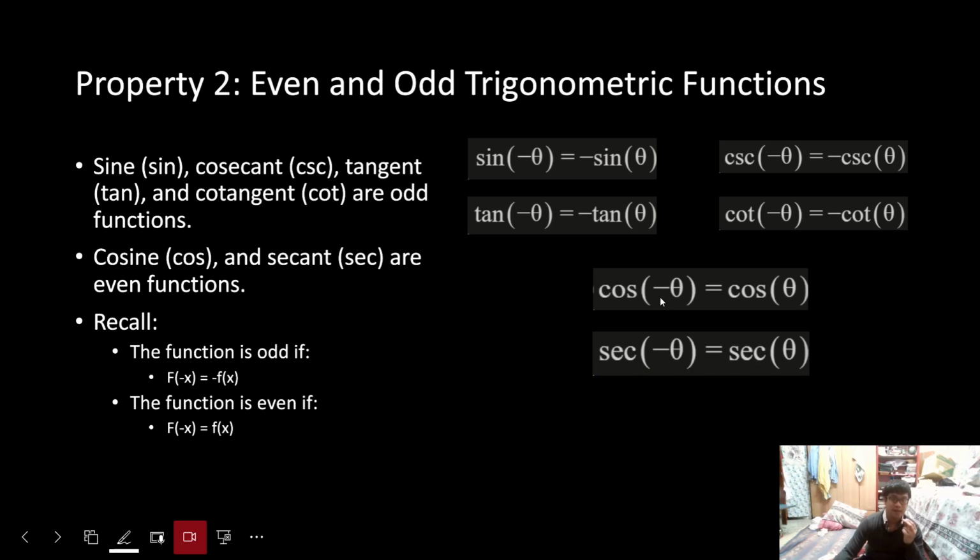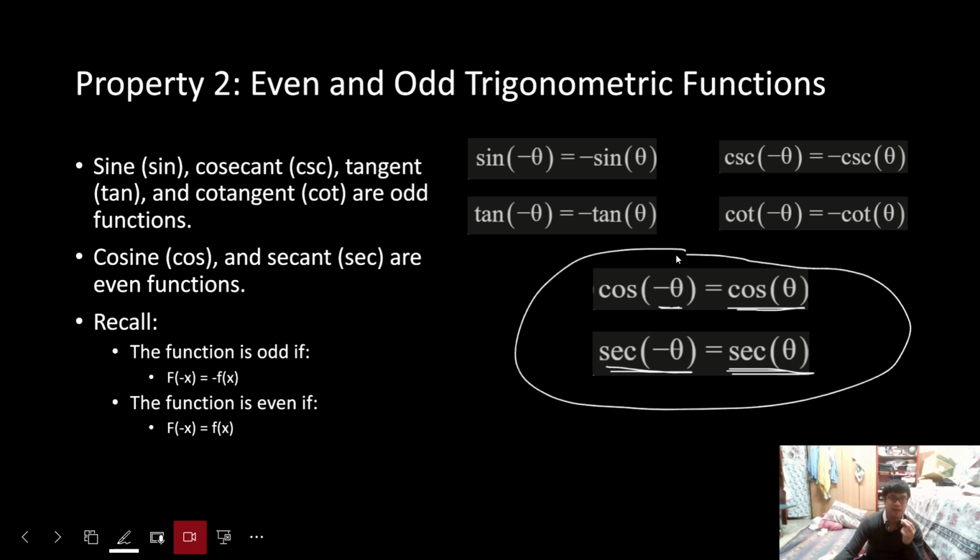Now, for the even functions, you have a negative input, still the answer is the same. It will not affect its initial function. Secant of negative theta, it's still the same. Even if it's negative, it will not affect the result overall. So negative theta, the answer is still the same as having a positive theta. Basically, these two are even functions.